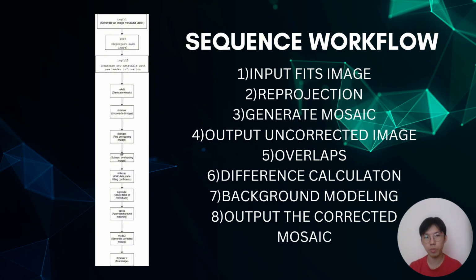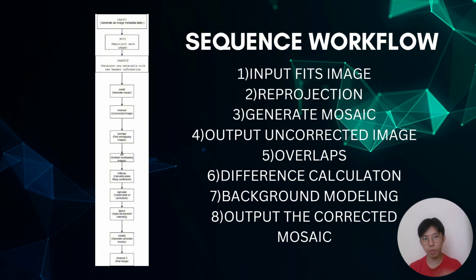The next step is to generate the mosaic, and after generating it we output the uncorrected image first, because at this moment we haven't done the background correction. After we output the uncorrected image, the next step is doing the overlapping and the difference calculation, so that we are able to do the background modeling, make the background corrected, and then do the overlapping to the image.